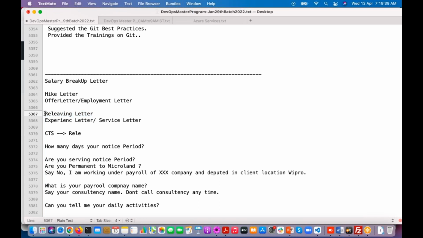Without this relieving letter or experience letter, companies are not going to allow you to join. Why? Because you are not supposed to work in more than one organization. That's why they ask for the relieving letter.